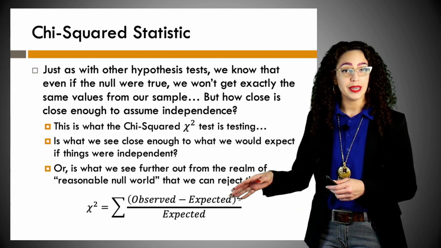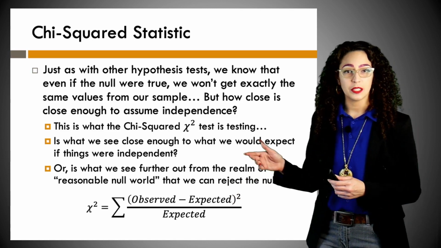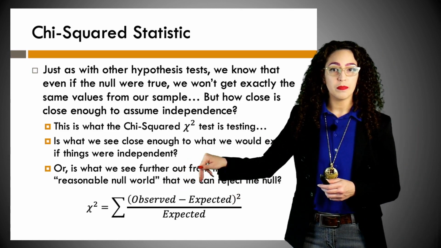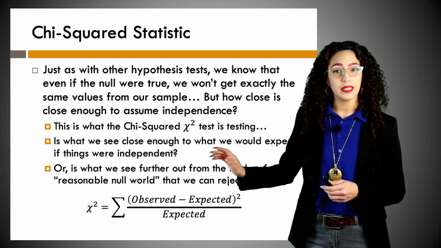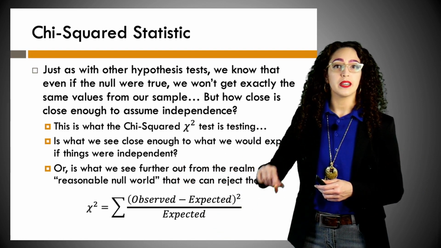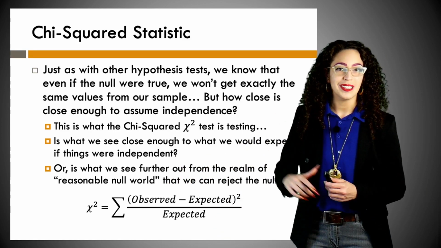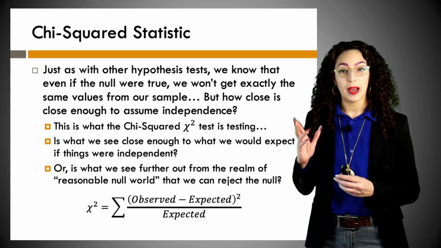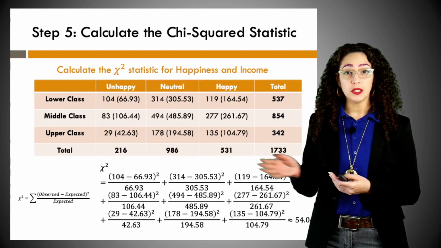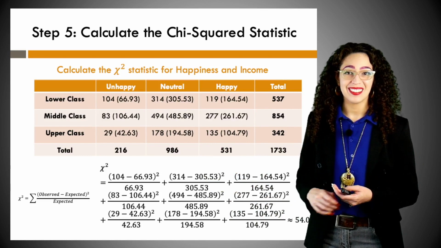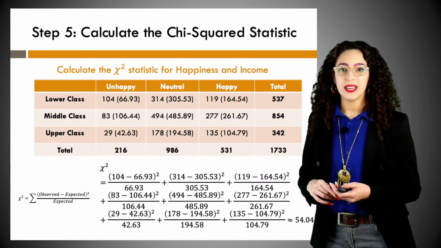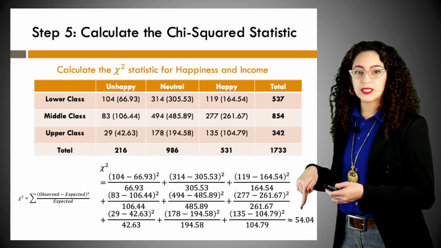This is our step 3, choosing your test, and this is our chi-squared. We have the observed value minus the expected value. We are going to square it and divide by what we expected, and we are going to do that for all of the different combinations of happiness and income. So if you go and do all that lovely math, it looks pretty bad, I'm sorry. You end up with 54.04.